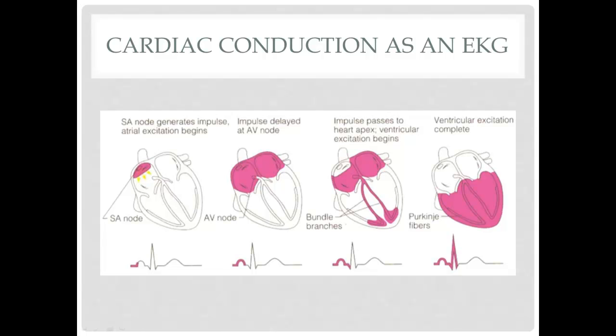Taking a closer look here, we have the beginning of the P wave, where the SA node is generating the impulse and we're starting to excite the atria. The actual P wave is the depolarization or the excitation of the atria. The beginning of the QRS complex is when you're starting to excite or depolarize the ventricles, and the actual QRS complex is when the depolarization of the ventricles has occurred.